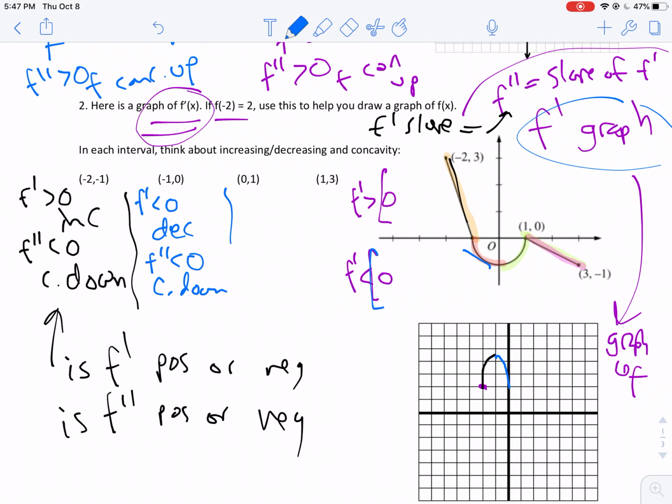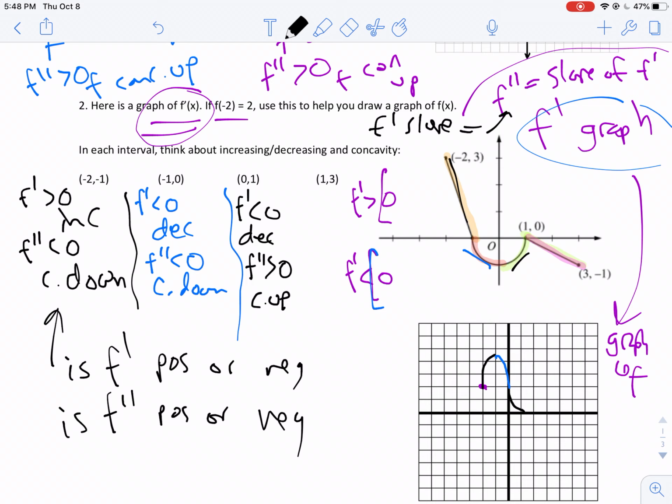Okay, now what's happening from 0 to 1? I'm still under the axis, so I'm still decreasing. But now I have a positive slope. Things are looking upward again. So I'm decreasing, but my positive slope there means that I'm going to be concave up. Again, I'm just going to draw the section from 0 to 1 now. I'm decreasing, but concave up, so maybe something like that. And maybe you went down a little further, maybe you didn't. That's okay. It really doesn't matter too much in that case.